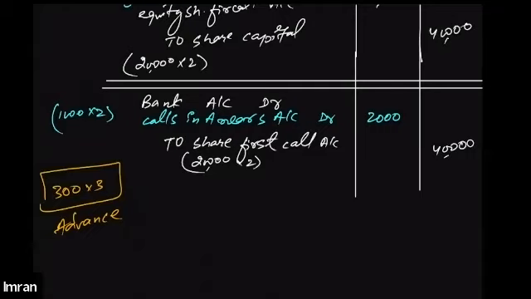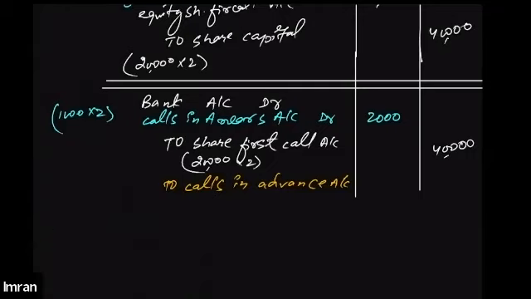Just like the called-up amount which is not yet paid is called calls in arrears, similarly, the amount which is not yet called up but still paid by the shareholder is called calls in advance. And just like calls in arrears are debited, calls in advance are always credited. We'll write this as calls in advance account. How much amount have we received on advance basis? We have received for 300 shares 3 rupees per share in advance. 3 rupees for what? 3 rupees for the final call.